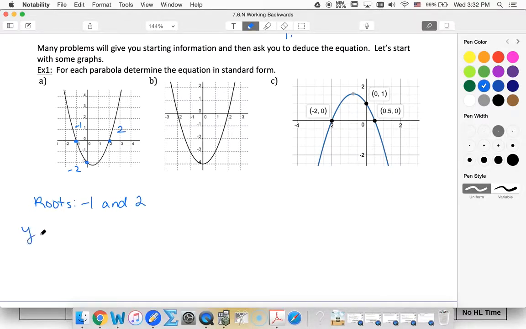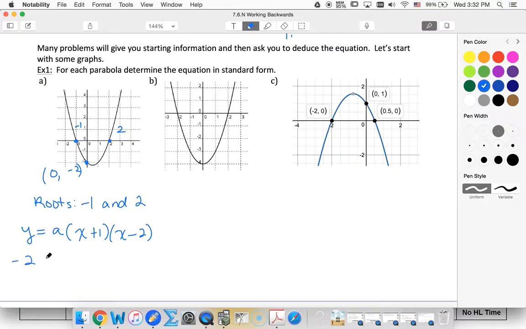So this tells me I have the form y equals a. I don't know my a yet, except I do know it's positive. x minus -1 is going to be x plus 1, x minus 2. I can plug in my 0, -2 now. My x is 0, and plug in the 0 and the -2. I always want to use new information to find new things.